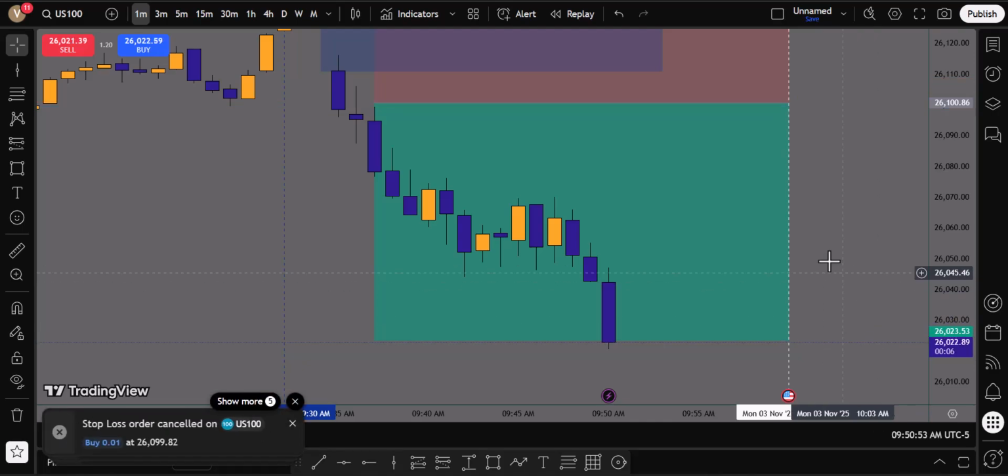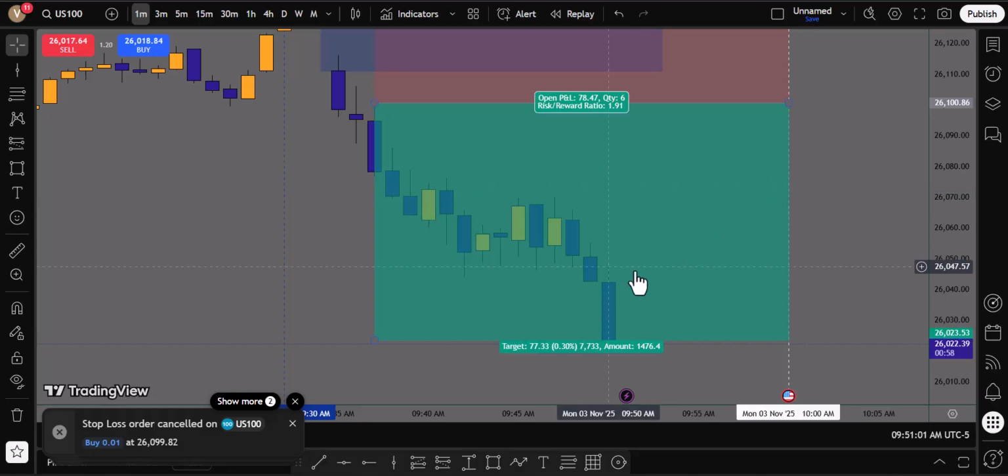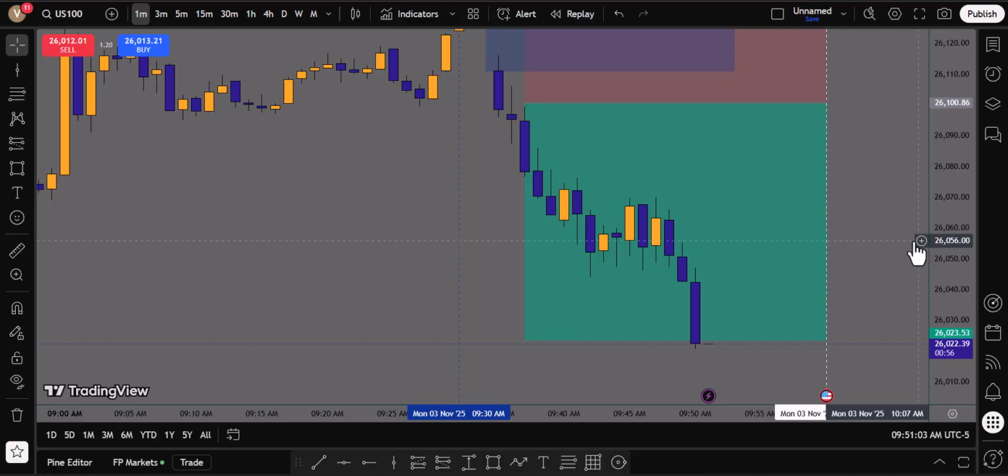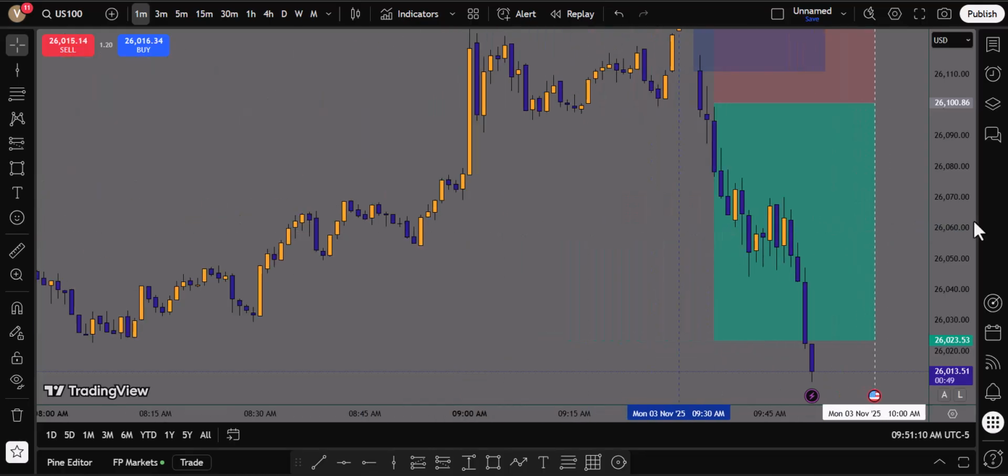Boom, TP hit. So we're done for the day. Okay, we came in grand style before 10 a.m. EST, and I am done for today. One of the things I do is that I just want to take one trade, and once it's successful, I don't want to overtrade, I don't want to overthink. And I am a college student, I have some other things to do.